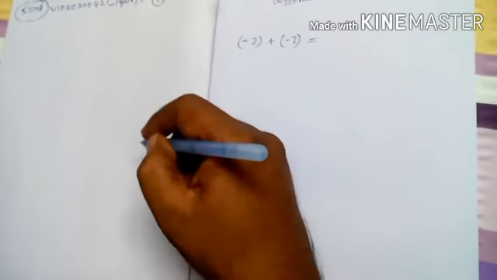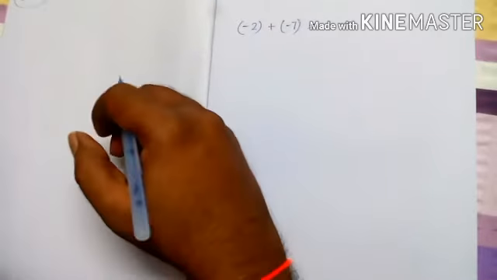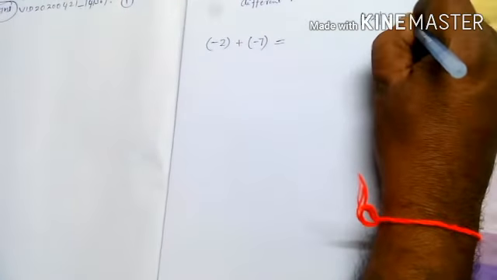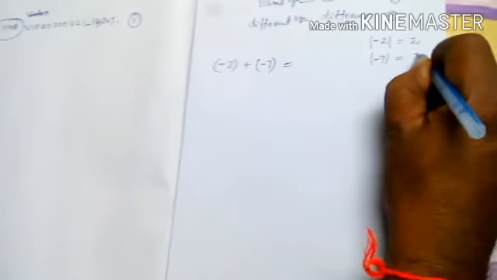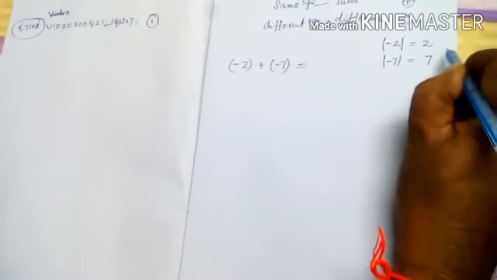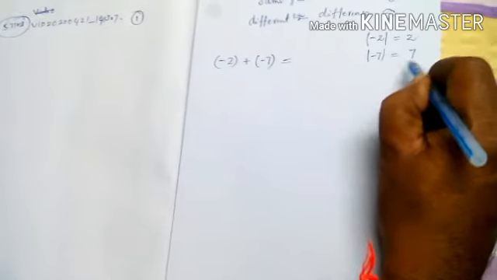Before going to learn this one, we must know the absolute value. What is absolute value? The number without sign. Suppose you take -2, the absolute value of -2 is equal to 2. Here the absolute value of -7 is equal to 7. Actually we should read it differently, but we are habituated to saying -7, -2 like that, but no problem.